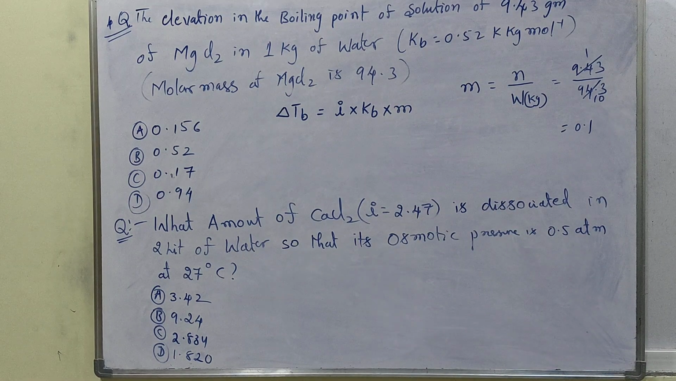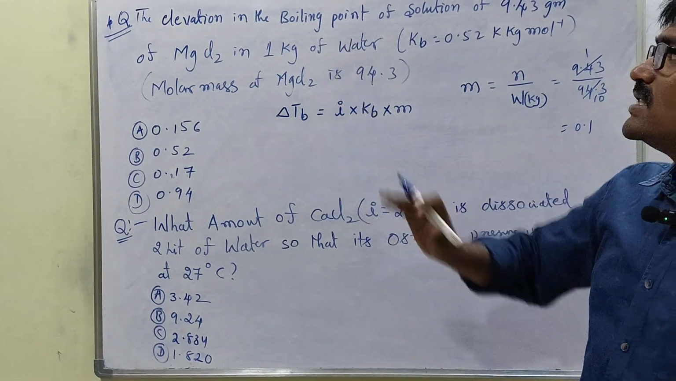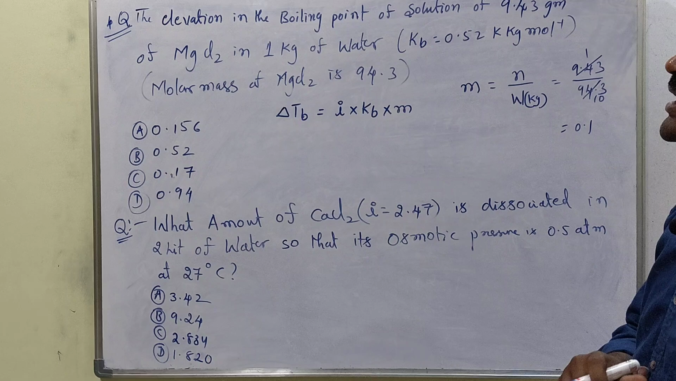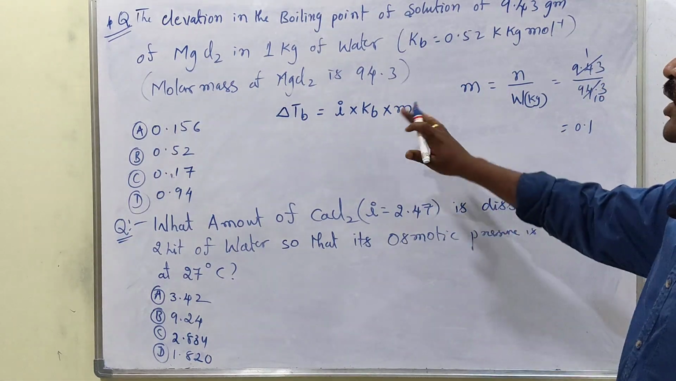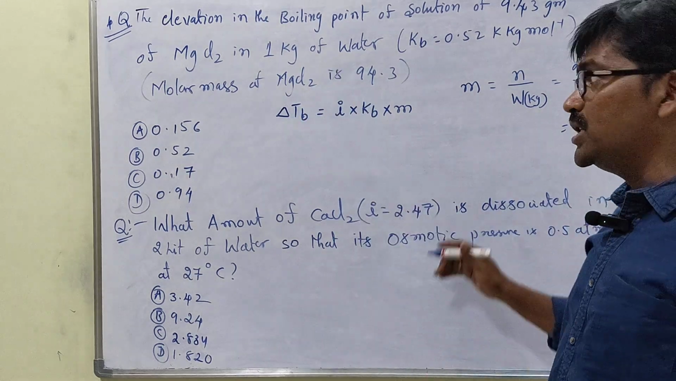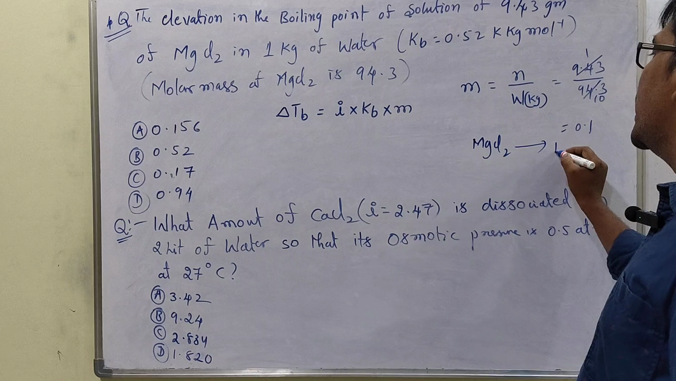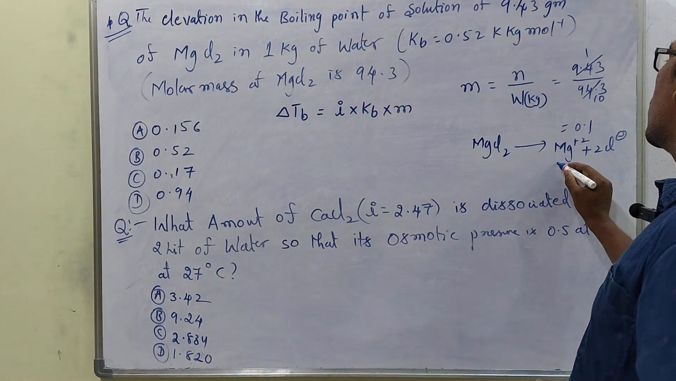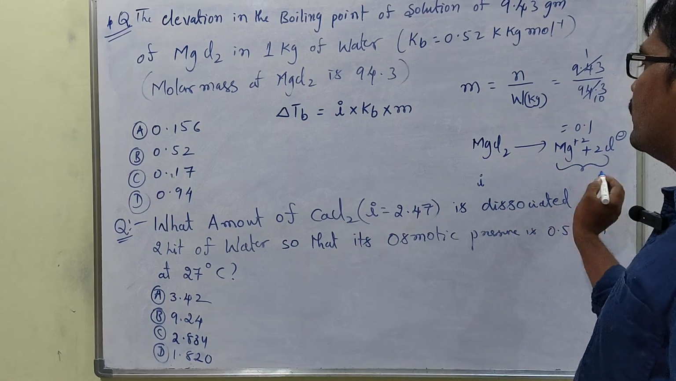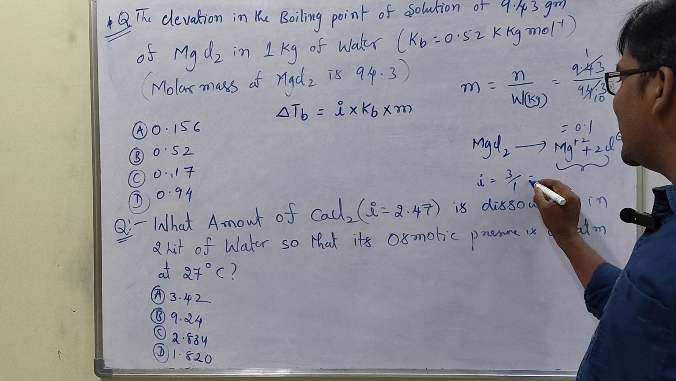Then what is the Van't Hoff factor value i for this? If the degree of dissociation is not mentioned, you have to assume 100% dissociation takes place. So how does MgCl2 dissociate? Mg2+ plus 2Cl minus. So how do we find the i value? After dissociation the number of particles is 3 divided by 1, so it is 3.